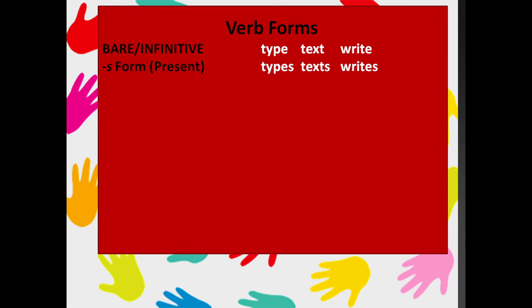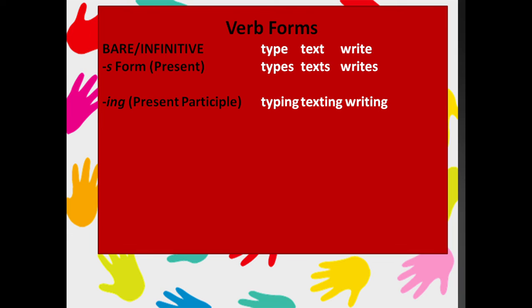Let us learn more about verb forms. Bare infinitive forms with S. Type, types. Text, texts. Write, writes. We use the verb form with S for third person singular in the present tense. For example, she types the letter. She texts me regularly. He writes well.